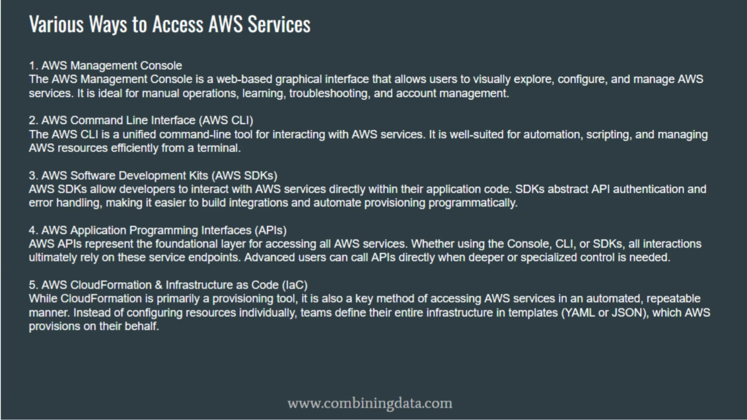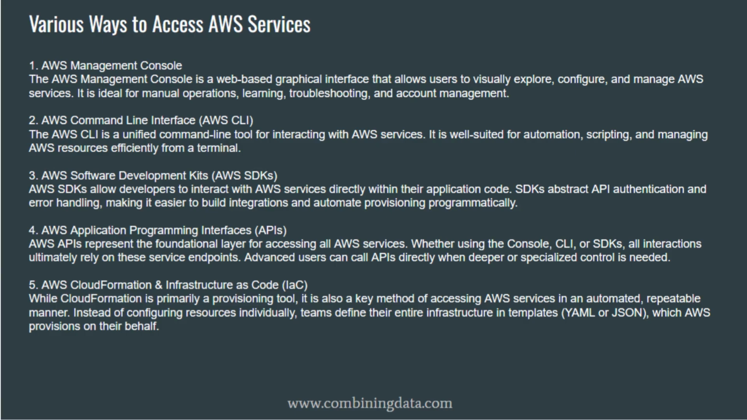Fourth, AWS Application Programming Interfaces, APIs. At the foundation of all AWS access methods are AWS APIs. Every interaction with AWS, whether through the console, CLI, or SDK, ultimately results in an API call to an AWS service endpoint. Advanced users or specialized systems may call AWS APIs directly when they need very fine-grained control, custom integrations, or capabilities not exposed in higher-level tools.